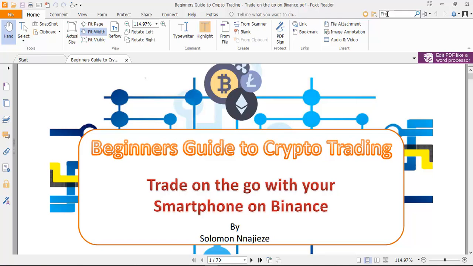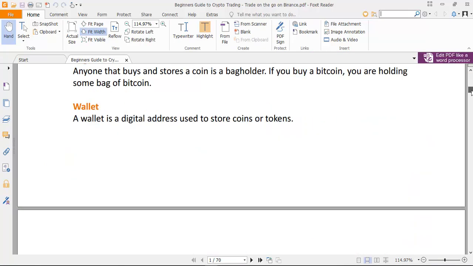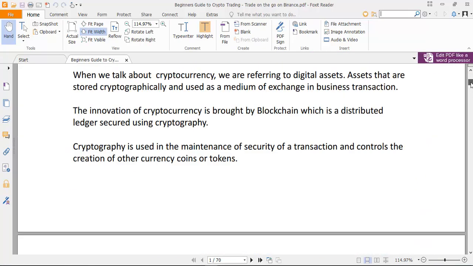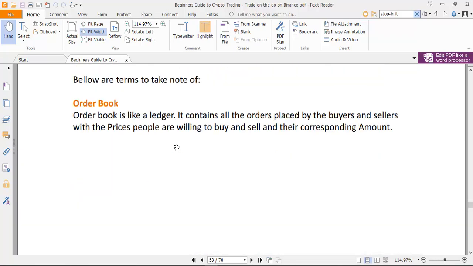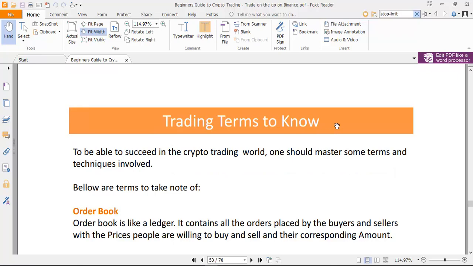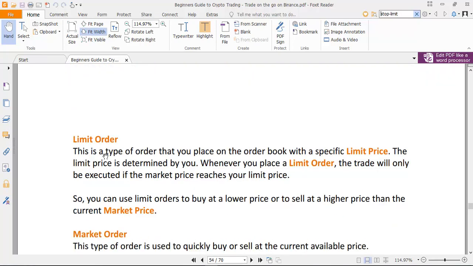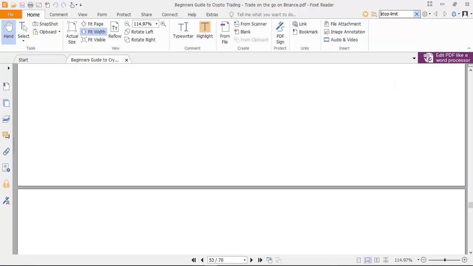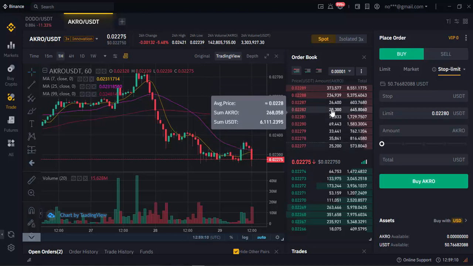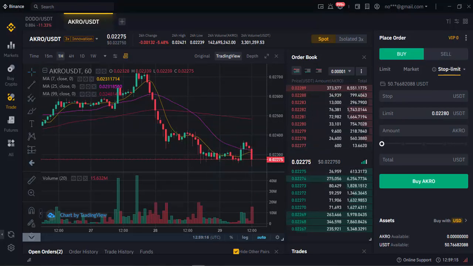All right, we are talking about stop limit. You can maybe scroll down and look for it, but to save our time, I will go ahead and type stop limit so we find it quickly. Stop limit. So this is it. Let me scroll up. You see we have trading terms to know. Order book. I hope you know what an order book is. I've actually explained it in the previous lessons. Let me show you. This is the order book, where all the orders are being placed. I hope you get that.